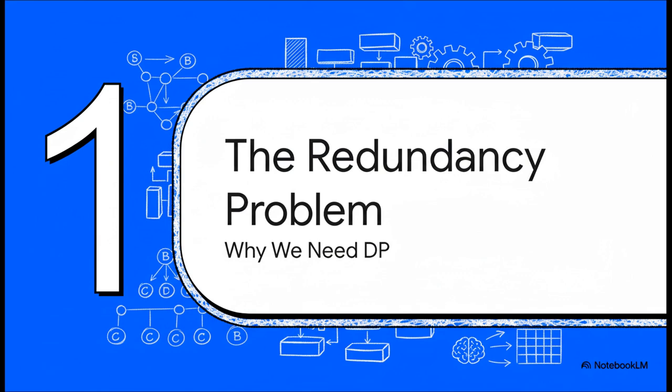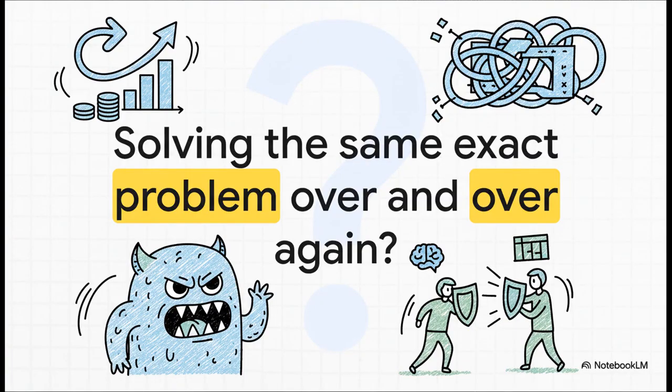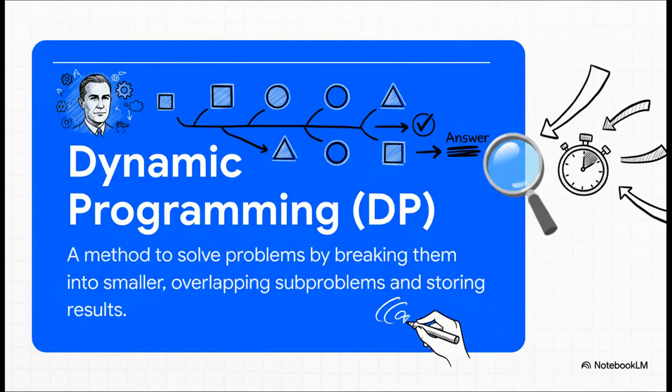So, first things first, let's set the stage. Why do we even need something called dynamic programming? Imagine your code is just stuck. It's in a loop, doing the same exact work over and over and over again. This is a massive waste of resources, the absolute enemy of efficiency, and it's precisely the problem we're here to solve. And the solution, which we have thanks to the mathematician Richard Bellman back in the 1950s, is actually kind of brilliant in its simplicity.